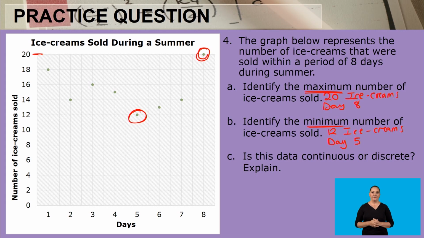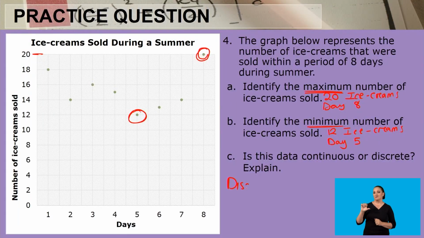And then question C there says, is this data continuous or discrete? Explain. Now, do we remember what continuous data means? Continuous data is that type of data that consists of fractions. And when we're looking at discrete data, that's the type of data that only consists of whole numbers. It's the data that is counted.